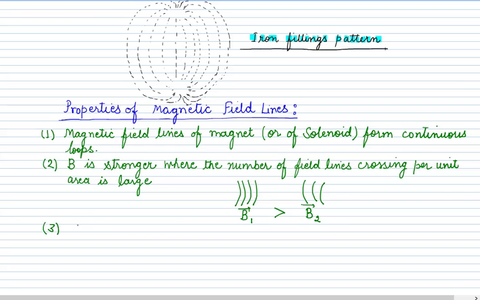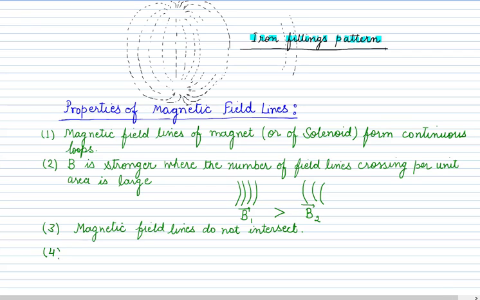The third point is that magnetic field lines do not intersect. They never cross each other, and this property is similar to electric field lines, because electric field lines also do not cross each other at any time. So the magnetic field lines do not intersect. And what is the reason why they cannot intersect? Let us come to the fourth point and then I'll explain why they cannot intersect.